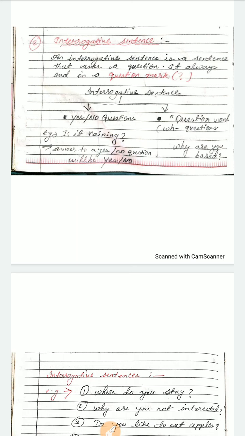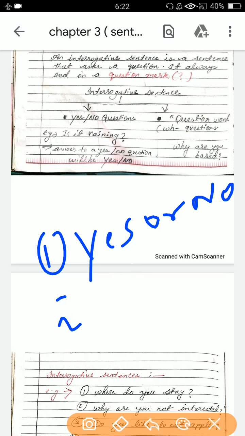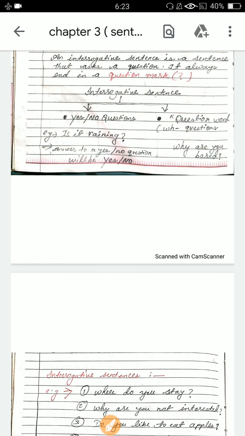Interrogative sentences can be divided into two parts. The first part is the yes or no question, and the second is the question word, that is, the WH question. For the first part, yes-no questions, we take the example: Is it raining? The answer can be yes or no. If we give the answer yes or no, it belongs to yes-no questions.